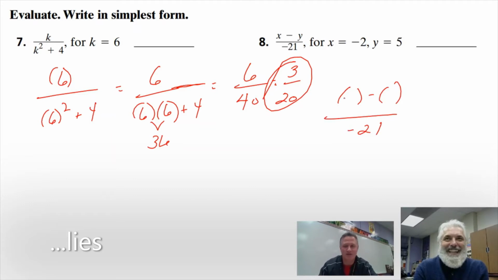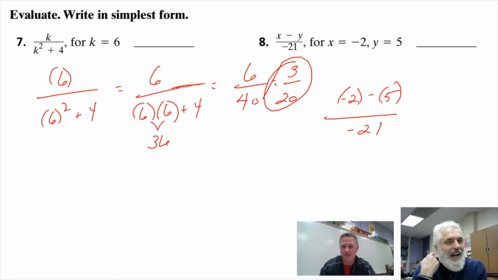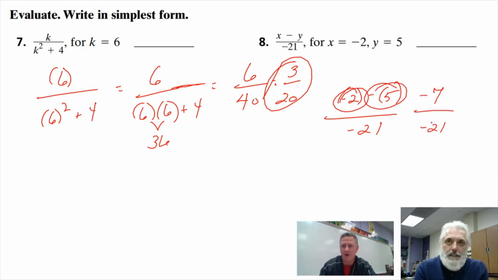All right, we're substituting here: -2 in for X and 5 in for Y. I spend 2, I spend 5, add the negatives. -7 over -21. What happens when you have a negative divided by a negative, Mr. Lewis? Becomes a positive. And 7 over 21 simplifies to 1/3.